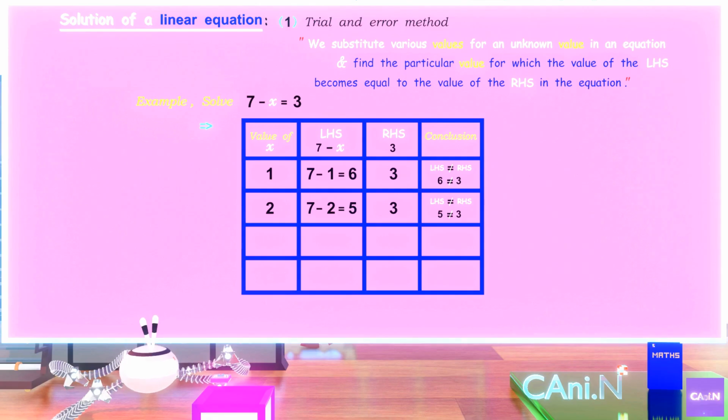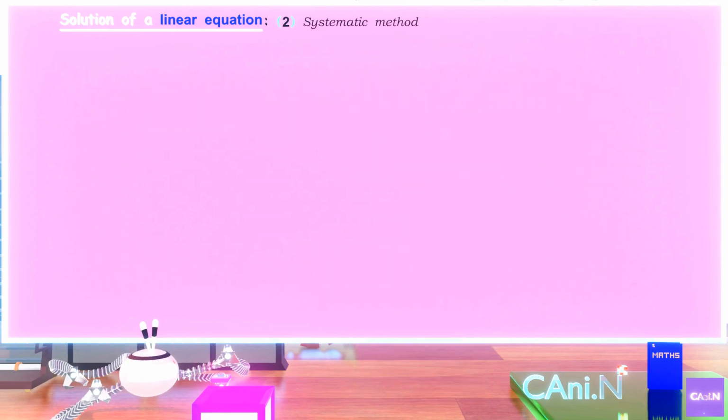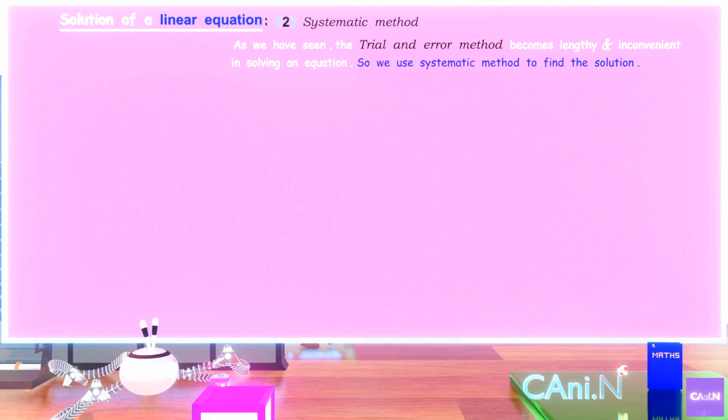We execute the same process sequentially, substituting for the value of x. Now, for the value of x = 4, LHS equals RHS. Therefore, x = 4 is the solution of the equation. Systematic method. As we have seen, the trial and error method becomes lengthy and inconvenient in solving an equation. So we use the systematic method to find the solution.